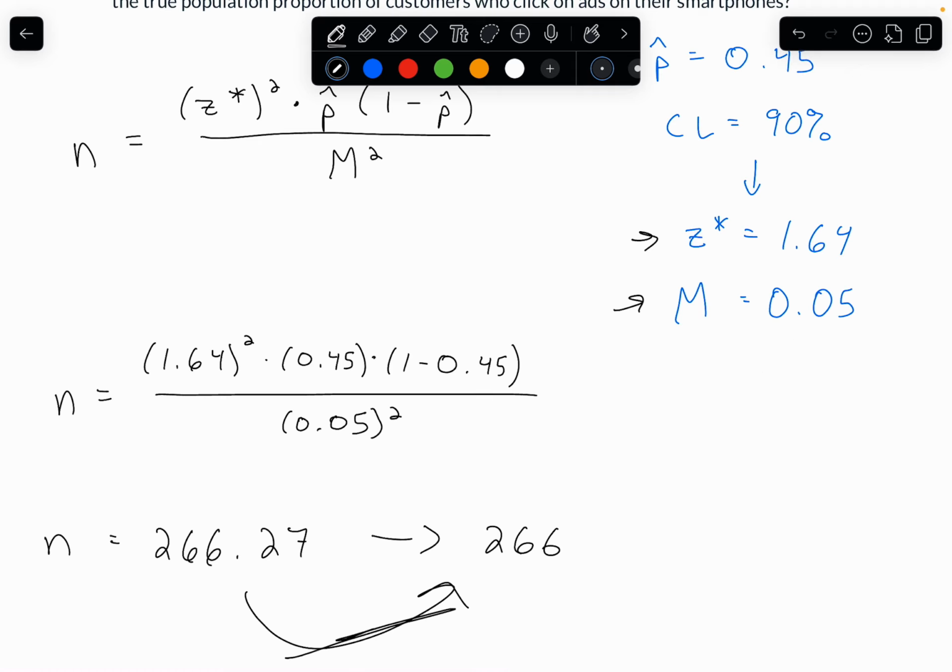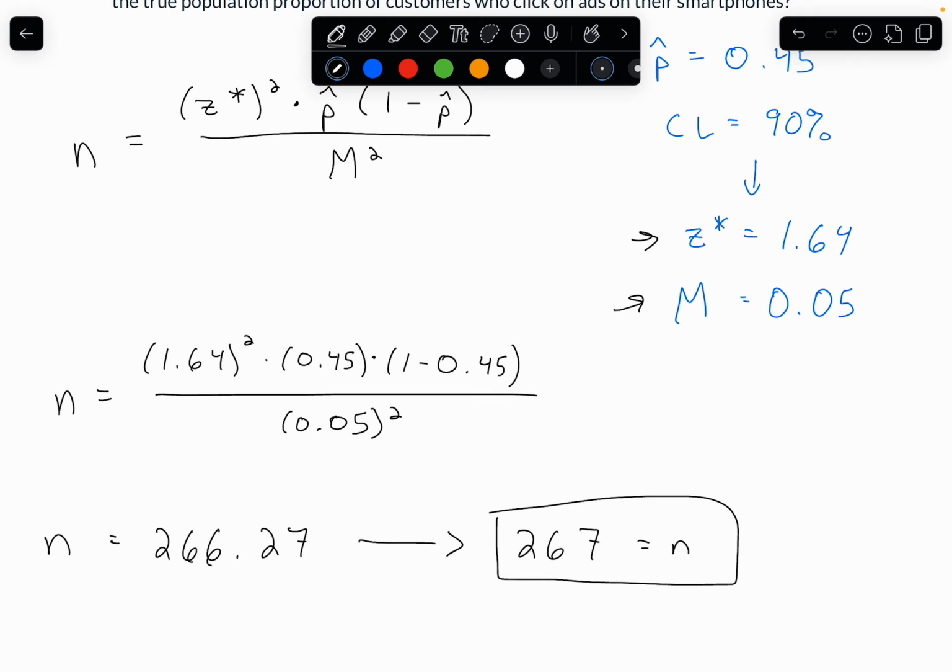So what that means is that for these types of problems, n always has to go up. So n is not allowed to go down, n is only allowed to go up. So n should be 267 for this particular problem. This is the only time that we'll use that special rounding rule, so just be careful that you don't accidentally carry it over to any of our other problems. Solving for sample size n is the only time we will use this special rounding rule. Any other time you can round just like normal. This is the only instance that we're going to use it.